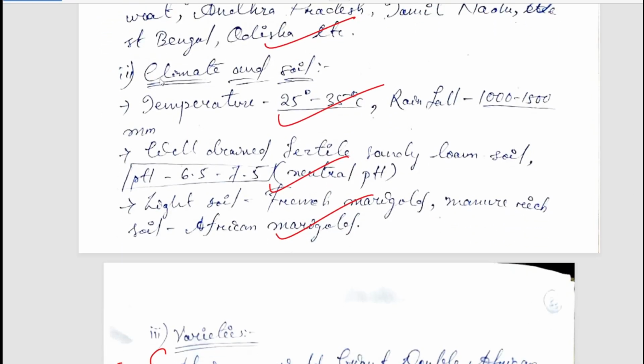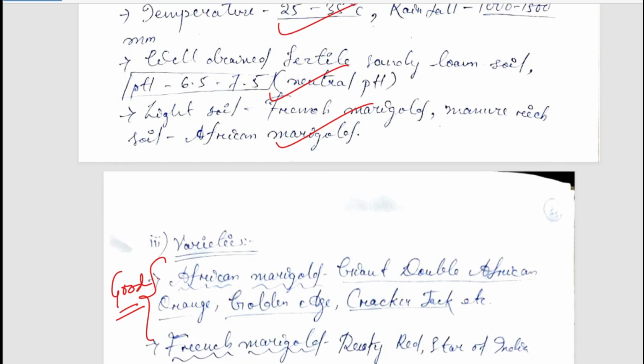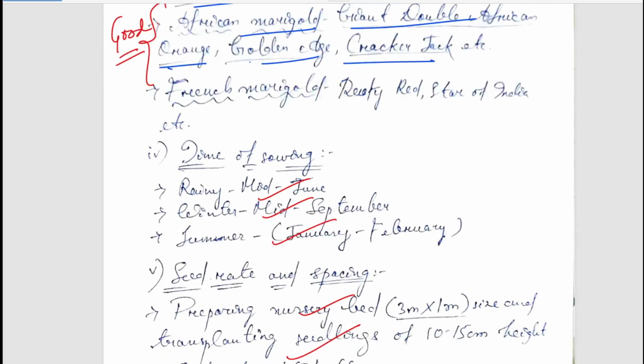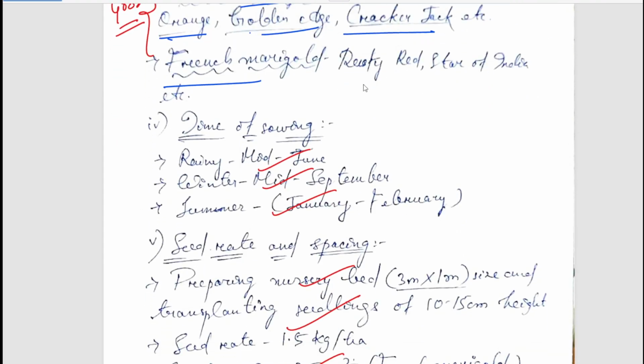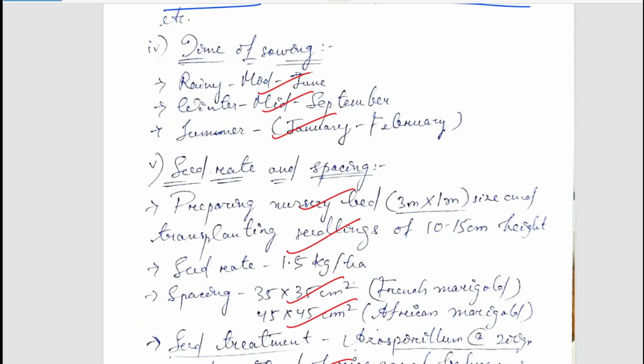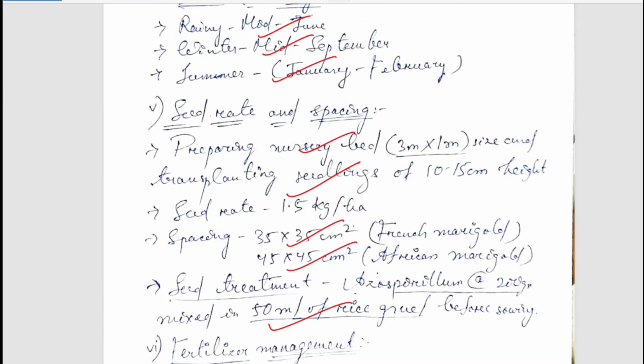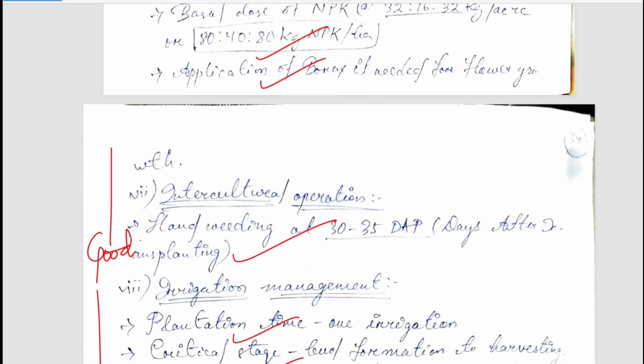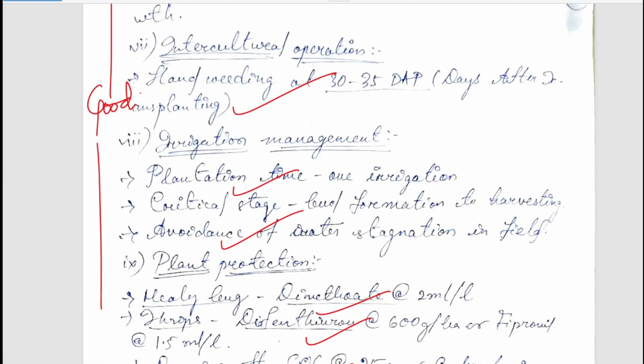Climate and soil have been mentioned, what kind of climate it requires, how much rainfall it requires. I think varieties have been mentioned, such as African marigold, giant double African orange, golden age, cracker jack. So these are the varieties. French marigold, such as rusty red, star of India. Sowing, seed rate, all those aspects which need to be written in a package of practices answer have been written by the student. So very good. You can simply pause and read it if you want to.